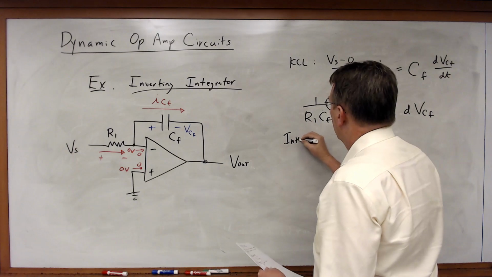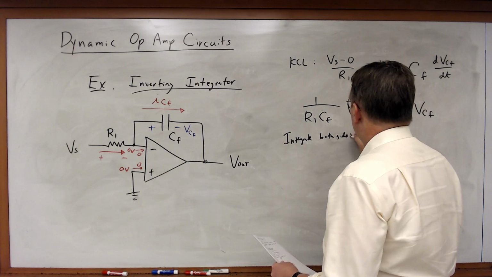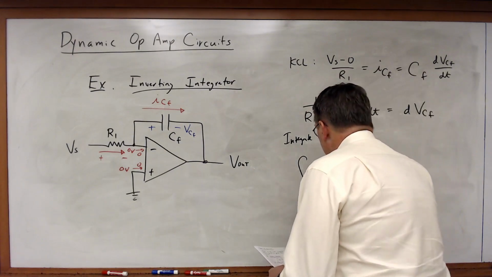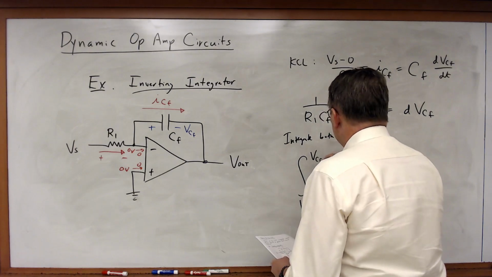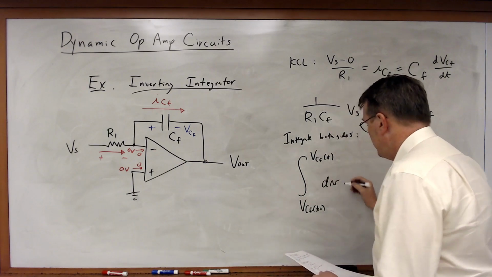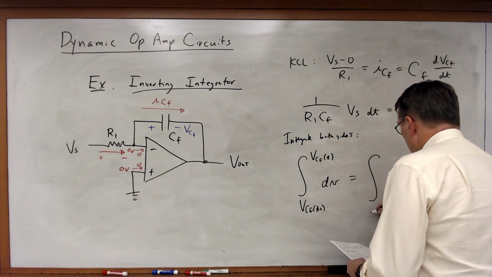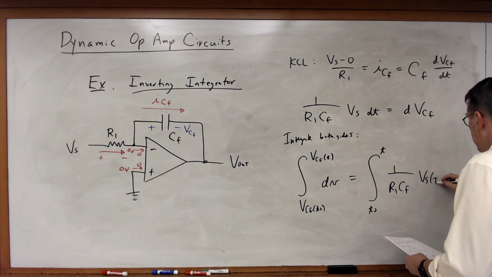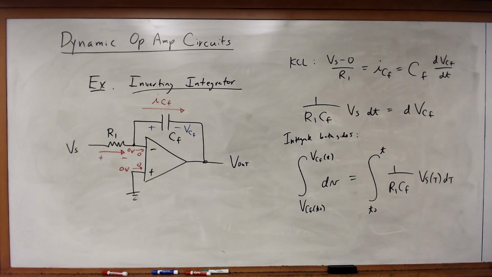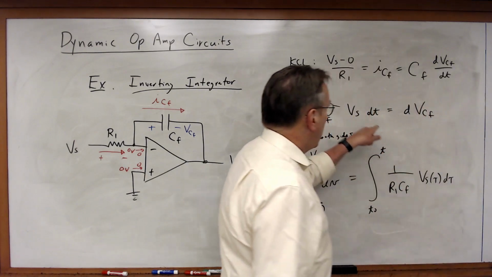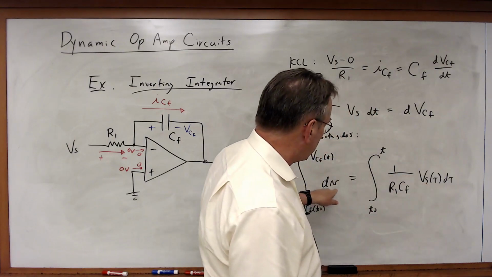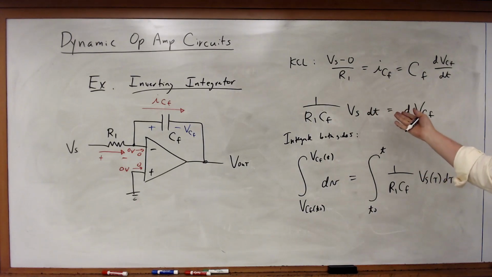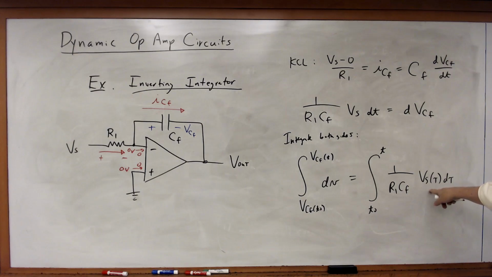So integrating both sides, I'm going to write this as an integral from V_Cf(t0) to V_Cf(t) of dV is equal to the integral from t0 to t of 1 over R1 Cf times Vs(tau) d tau. And so what I've just done here is I have substituted, and I'm using tau and V as my variables of integration. Of course, I'm assuming Vs is a time-dependent function, so here I call it Vs of tau to be a little more explicit.